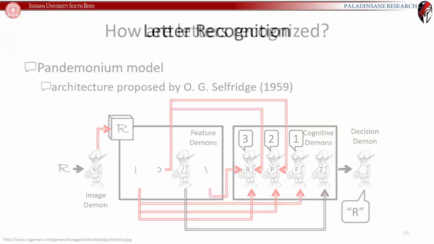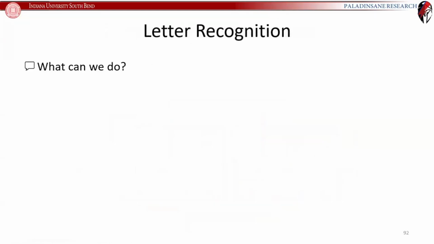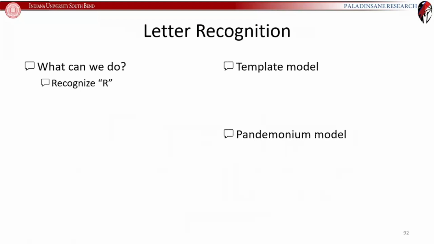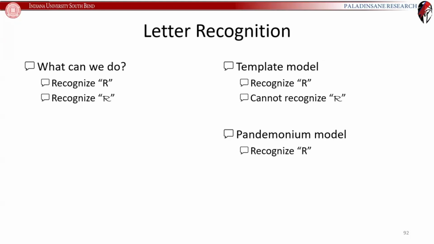All right. So the last thing that we're going to do with this is leave you with an overall summary first, and then a couple of questions with the pandemonium model. So what can we do? We can recognize an R. Template model says that we can recognize an R, pandemonium model says that we can recognize an R. So each of those are still possible contenders at this point for the representational explanation of how we recognize letters. However, recognize the R in the second font. Template model says that we cannot.